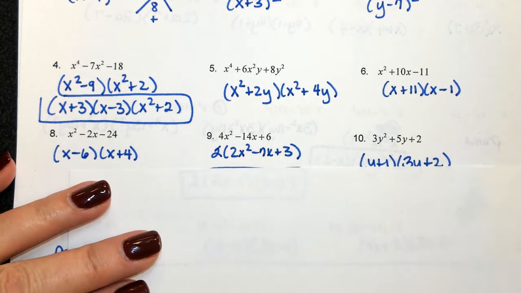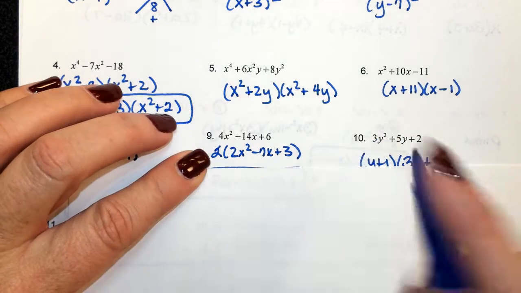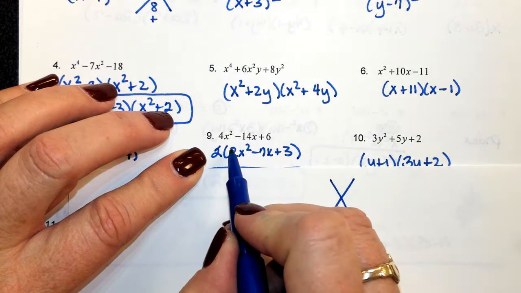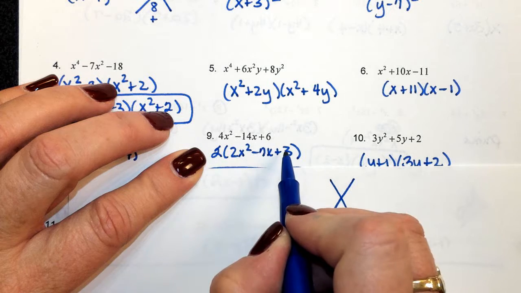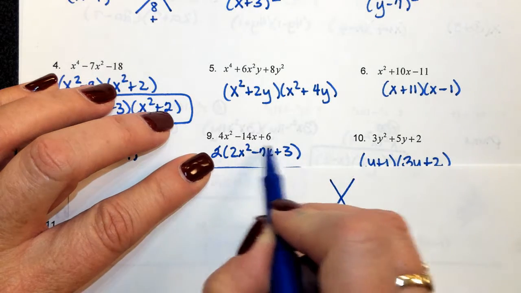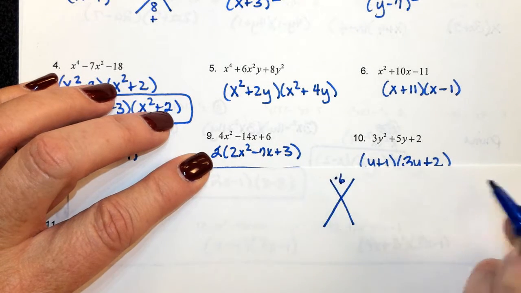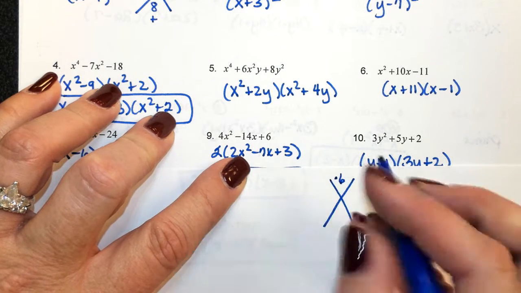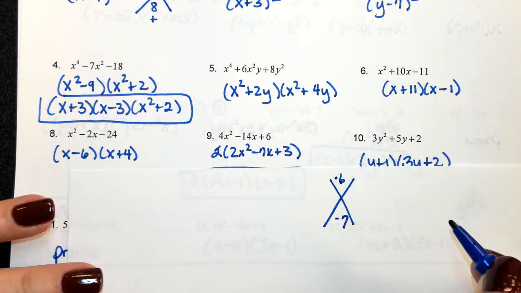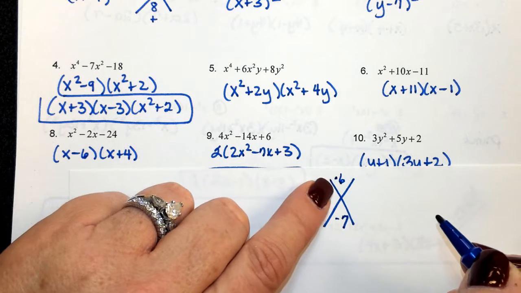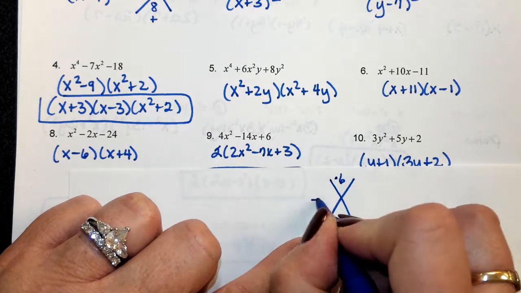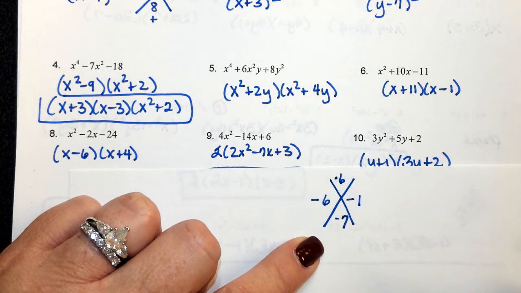So what you want to do when the leading coefficient is not equal to 1, what you're going to do is you're going to multiply your leading coefficient by your constant. So I'm going to multiply 2 times 3, which is 6. And I want to figure out the factors of 6 that add together to give you negative 7. So the numbers multiplied together to give you a positive 6, when you add together give you negative 7, would be a negative 6 and a negative 1.